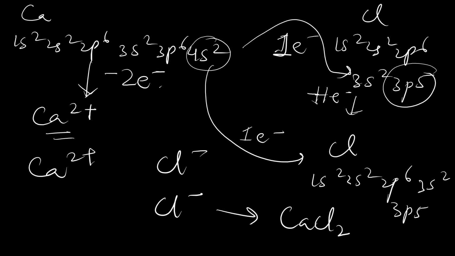So this is an example of ionic bond. Now we will start with covalent bonding.